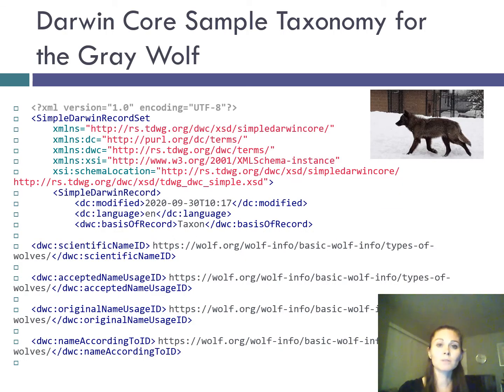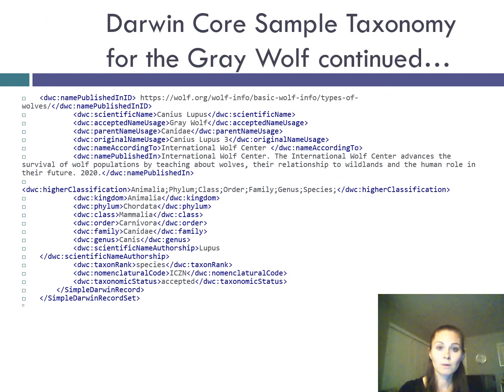This is a sample Darwin Core record from the International Wolf Center data regarding the species and its taxonomic classification structure. This site provides information on the species classification structure, including kingdom, phylum, class, order, family, and genus. The second portion of the Darwin Core scheme includes the higher classification taxonomy.